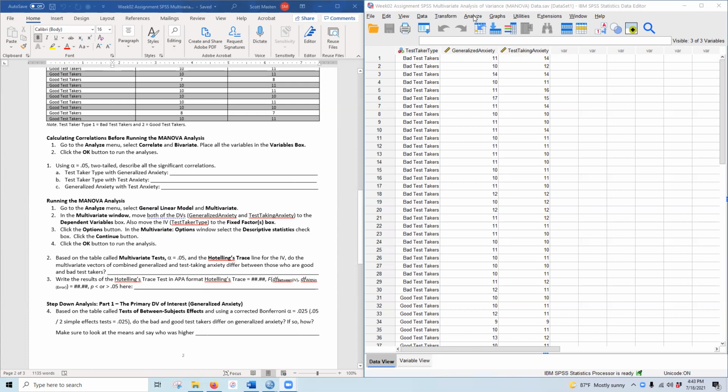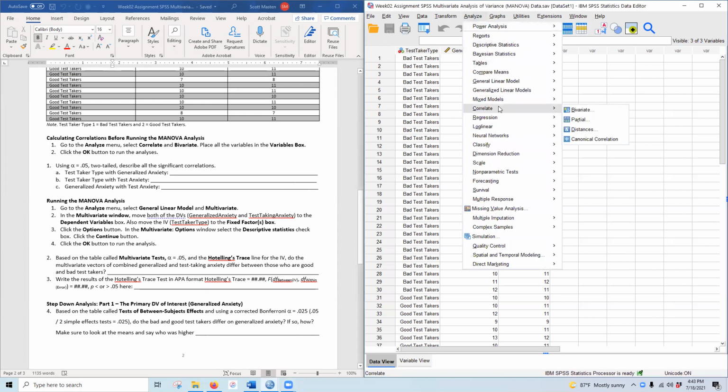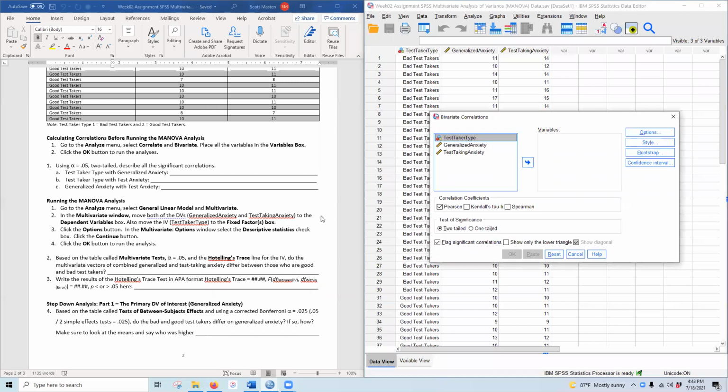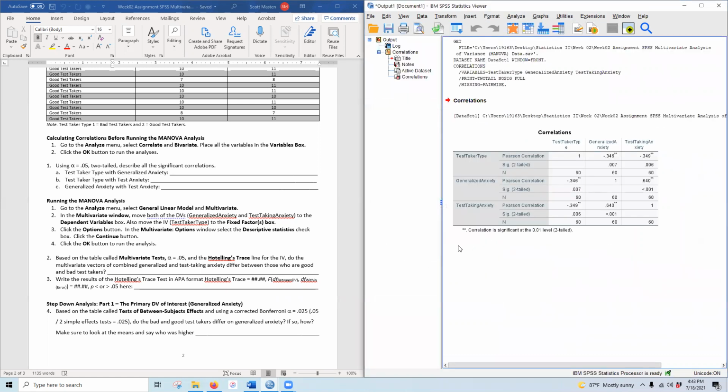And the first thing you got to do is run a bunch of correlations. So we'll get a bivariate and correlate. And short answer is just throw everything in the box on the right and click OK. Yeah, we got a bunch of correlations. So test taker type, two-tailed alpha 0.05, test taker type and generalized anxiety.